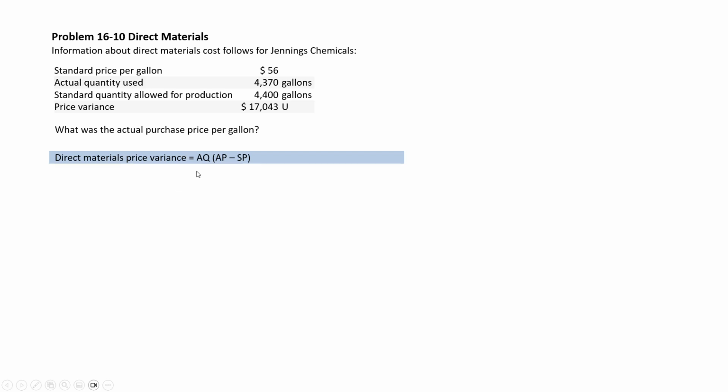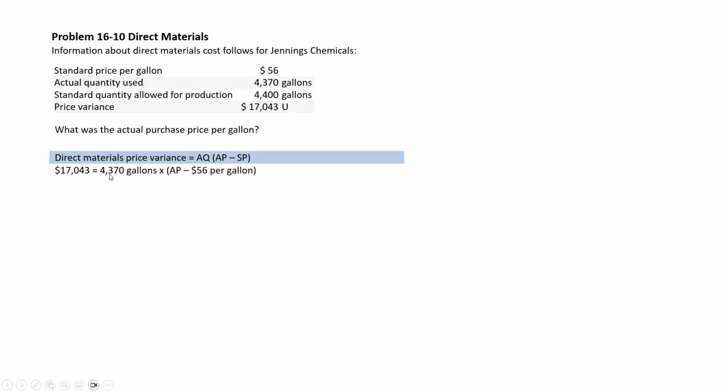The materials price variance is the actual quantity times the difference between the actual price that we paid per unit or per gallon in this situation minus the standard price. So I'm looking at the difference in what I actually paid versus the standard, and then I'm multiplying it times a quantity. So let's plug in and again see if I can solve for the actual price if I've got the three other variables in this formula.